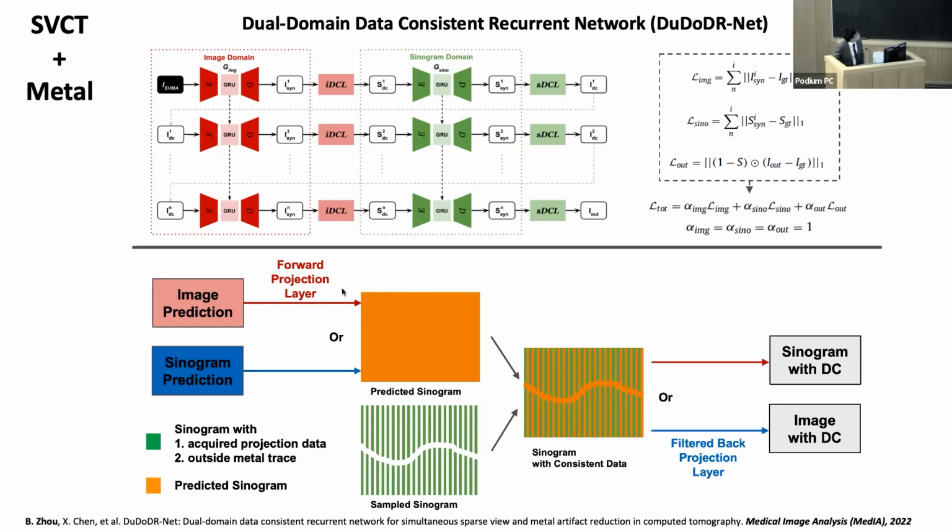Basically, given an input image, we do a forward projection and convert it into a sinogram. Then we replace the already sampled projection data in the non-metal region in this sinogram, and then do a filtered back projection to generate an image with data consistency.